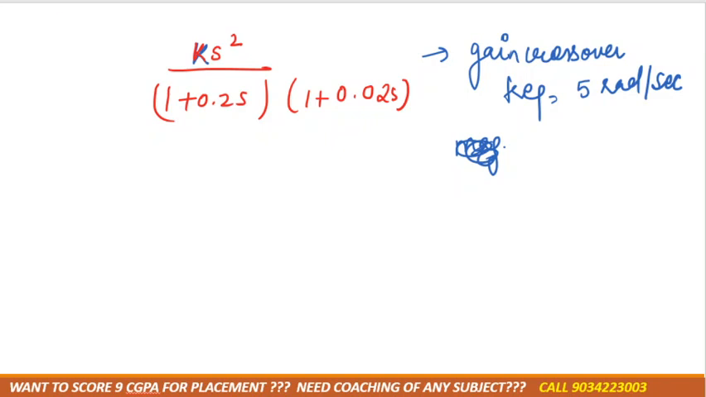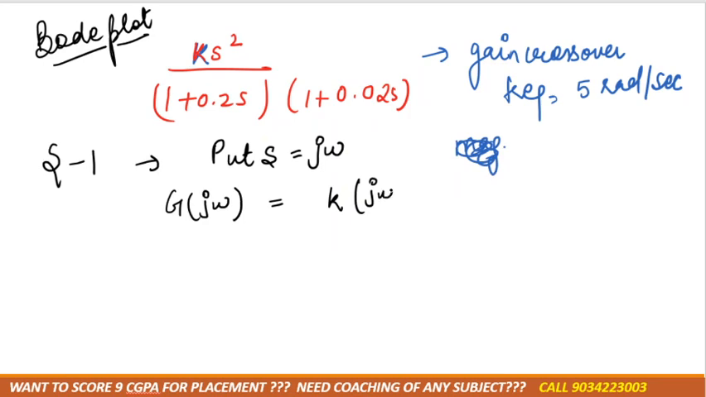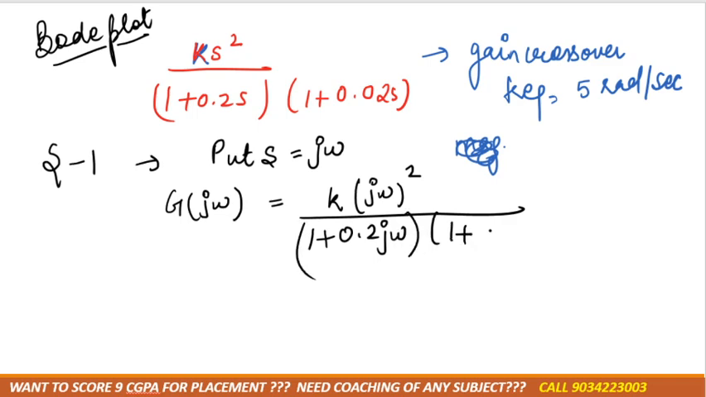So this question we have to do by the Bode plot, as we have done earlier also. As I told you, step number 1, we have to put s equal to j omega, right? So then we'll get G of j omega is equal to K into (j omega) square divided by (1 plus 0.2 j omega)(1 plus 0.02 j omega), right? So after that we'll have step number 2.